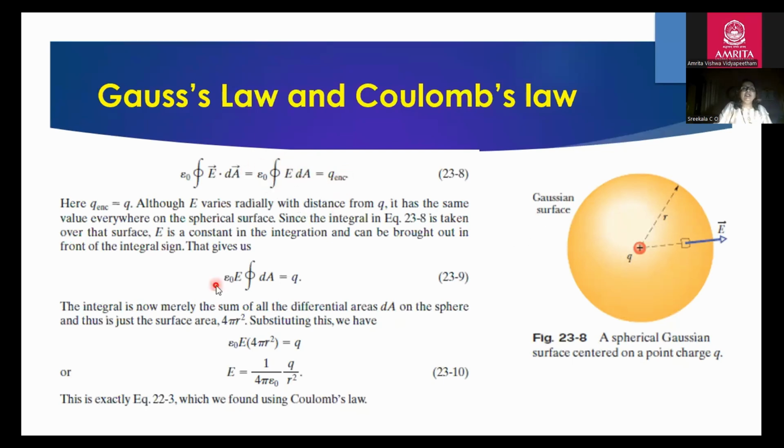Now, this electric field intensity is constant, so you can take it outside the integral. Integral dA means the surface area of the whole sphere. Surface area of the sphere of radius r is 4 pi r square. So you can write epsilon 0 E 4 pi r square is equal to Q, or E is equal to 1 by 4 pi epsilon 0 into Q by r square, which is the electric field intensity.